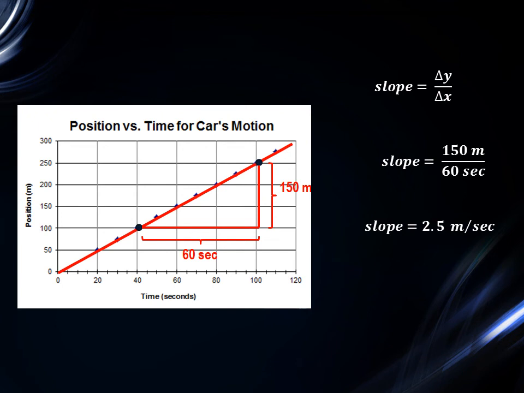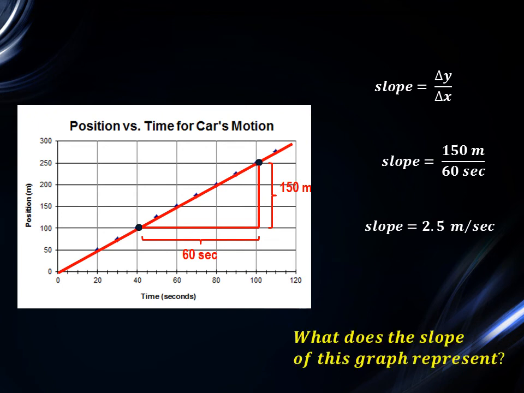Now the interesting question that I want to pose as we wrap up here is, what does the slope of this graph represent? It has some meaning, this number 2.5 meters per second. And I want you to think about that because that's going to be the point of your first lab.